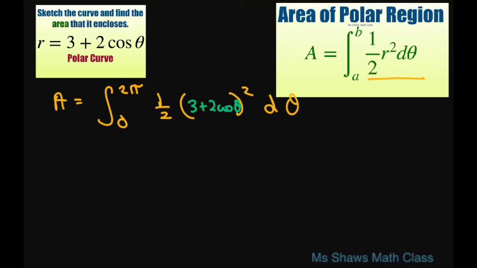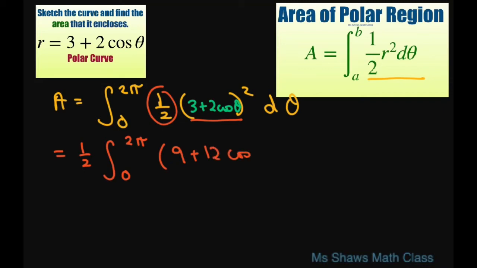All right, now let's simplify this. Let's bring out the 1/2, so that's going to give me 1/2 the integral from 0 to 2 pi. Let's expand this. This is going to be 9 plus 12 cosine of theta plus 4 cosine squared of theta d theta. Now, to help integrate this, I'm going to use an identity for this piece.